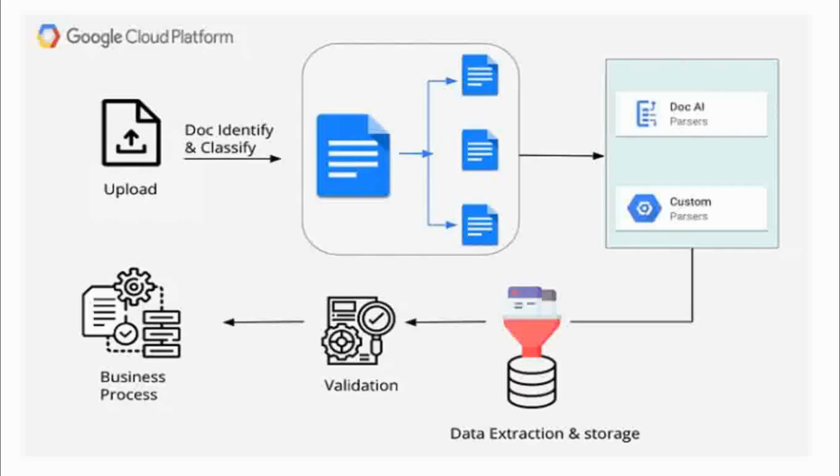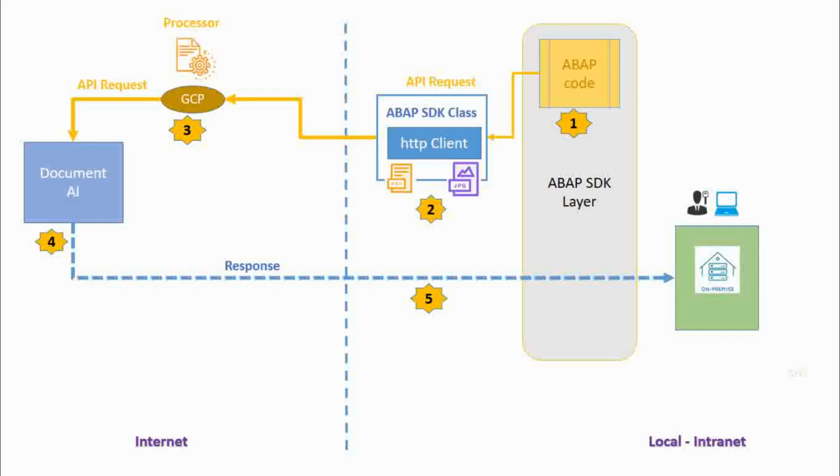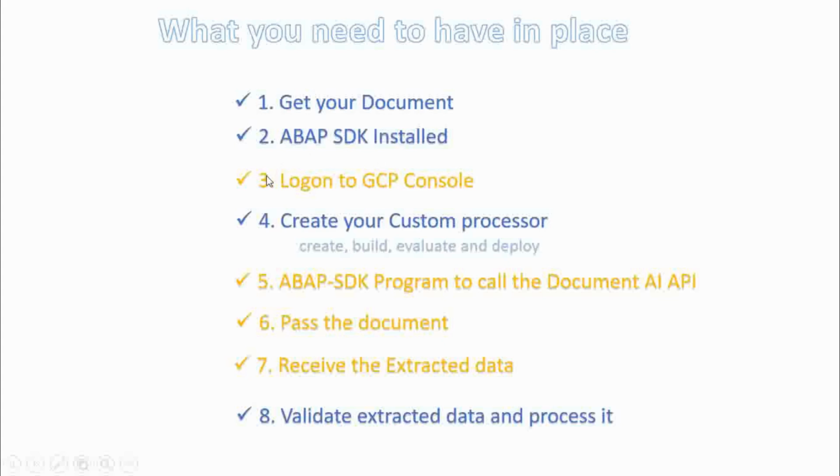So when you go back to this screen, we are going to focus on this portion in this video. In the next video, we will see how we can call it from SAP. So let us go back to my console. As I told you, we need a GCP admin login, and I'm going to create a processor. Steps 3 and 4 I'm going to do now.